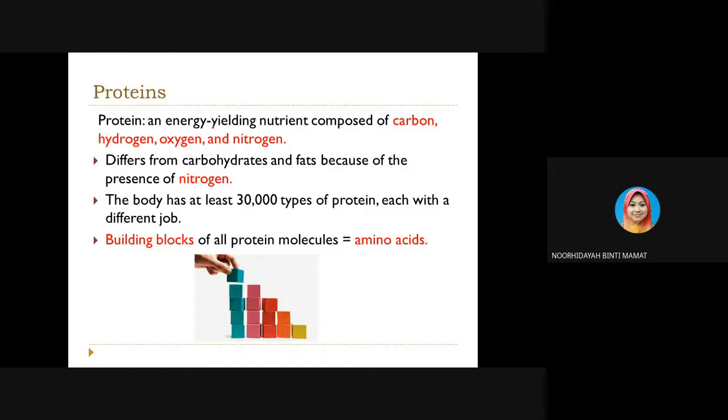Protein is an energy-yielding nutrient composed of carbon, hydrogen, oxygen, and also nitrogen. Proteins differ from carbohydrates and fats because of the presence of nitrogen. You must remember that carbohydrates and fats are built from the elements carbon, hydrogen, and oxygen. What is different between carbohydrate and fat is the structure of the combination of these elements. But when we're talking about protein, there is an additional element, the nitrogen. The body has at least 30,000 types of protein with different jobs; each structural protein has a different function. These building blocks of all protein molecules are made up of amino acids.